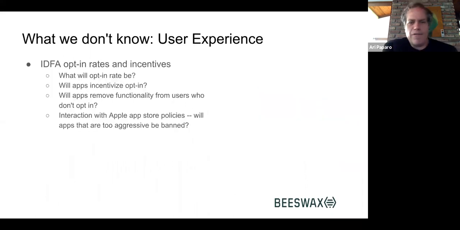The last 4 slides, I'll talk about what we don't know. And I'll go through these in some depth. So what don't we know? User experience. The biggest question is, what's the opt-in rate going to be? And how are publishers going to use the incentives to get it there? There are people online who are saying it's going to be 1%. IDFA is dead, dead, dead. No one's going to see an IDFA again. And there are other people who think it'll be 50, 60, 70%. I don't know. You don't know. No one knows. But that's the biggest question.